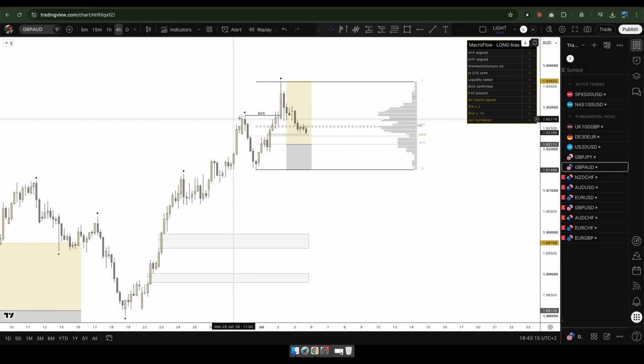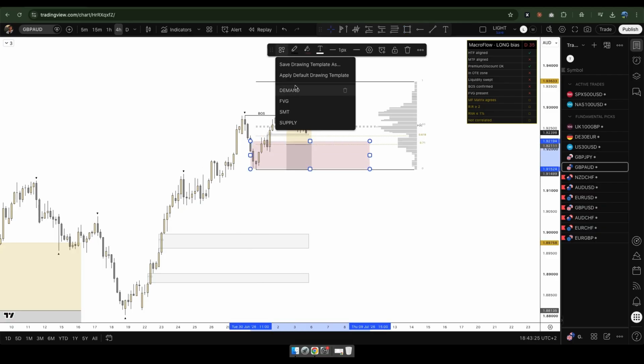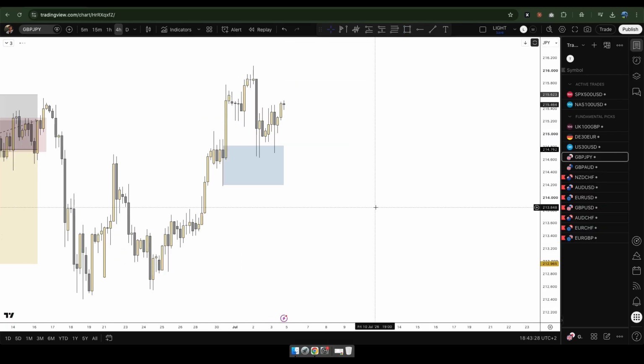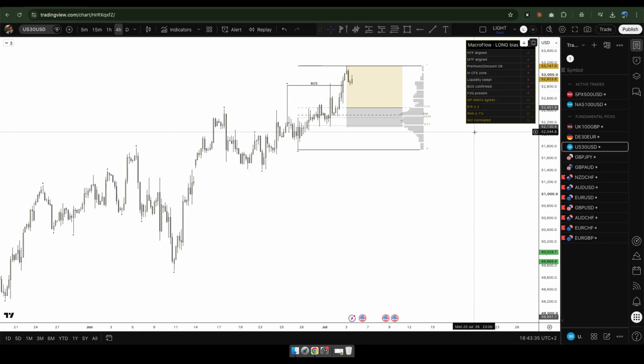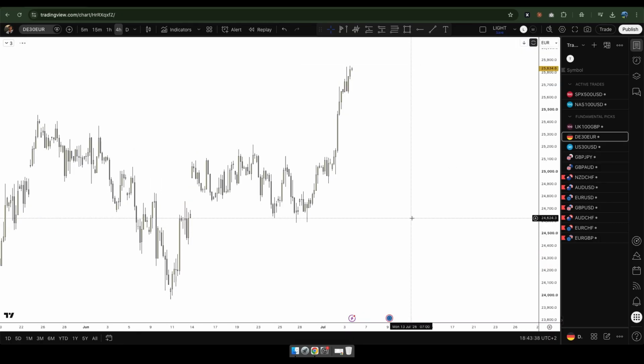This is GBPAUD, for example, break of structure, Fibonacci levels. Here we have a small fair value gap. I also like to add supply and demand concepts, so it makes the chart even more clear. We'll see how this trade develops for the following week.